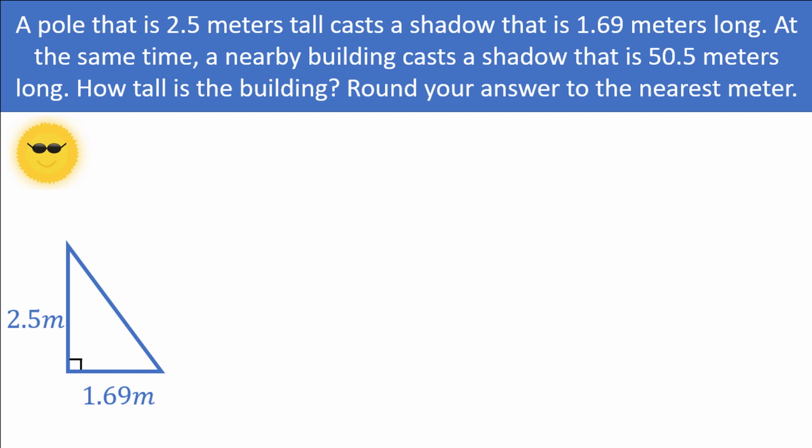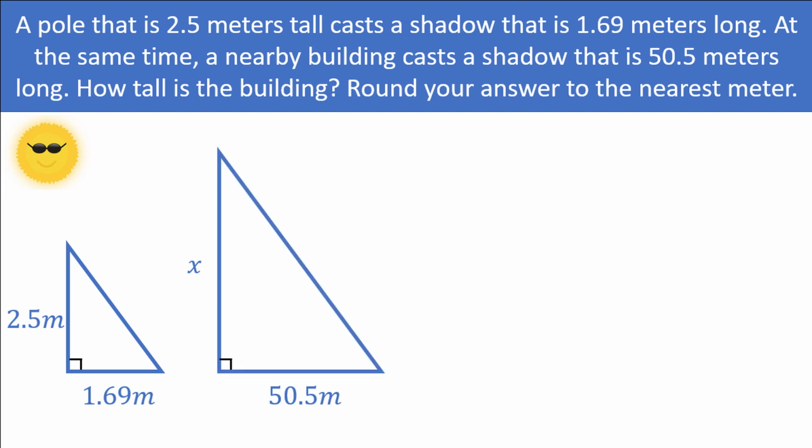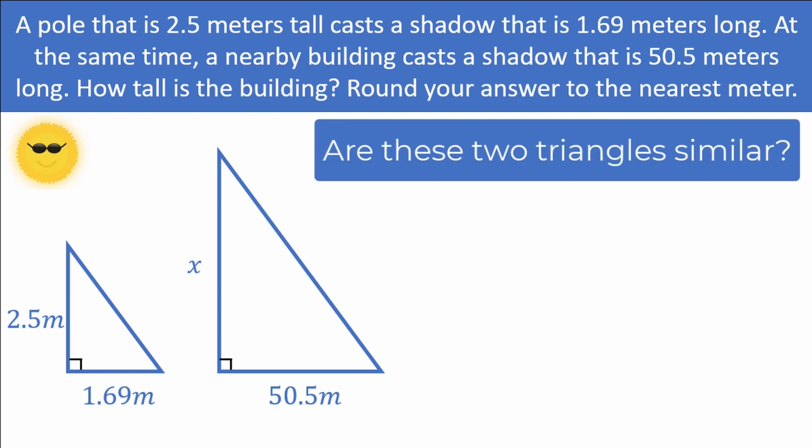Let's draw the building. They tell us that the shadow cast by the building is 50.5 meters long, so that is a base measurement onto the ground. We would like to find the height, which is our unknown value that we can label as x. We can also connect these lines with a hypotenuse to form a right triangle. Do we have similar triangles here?